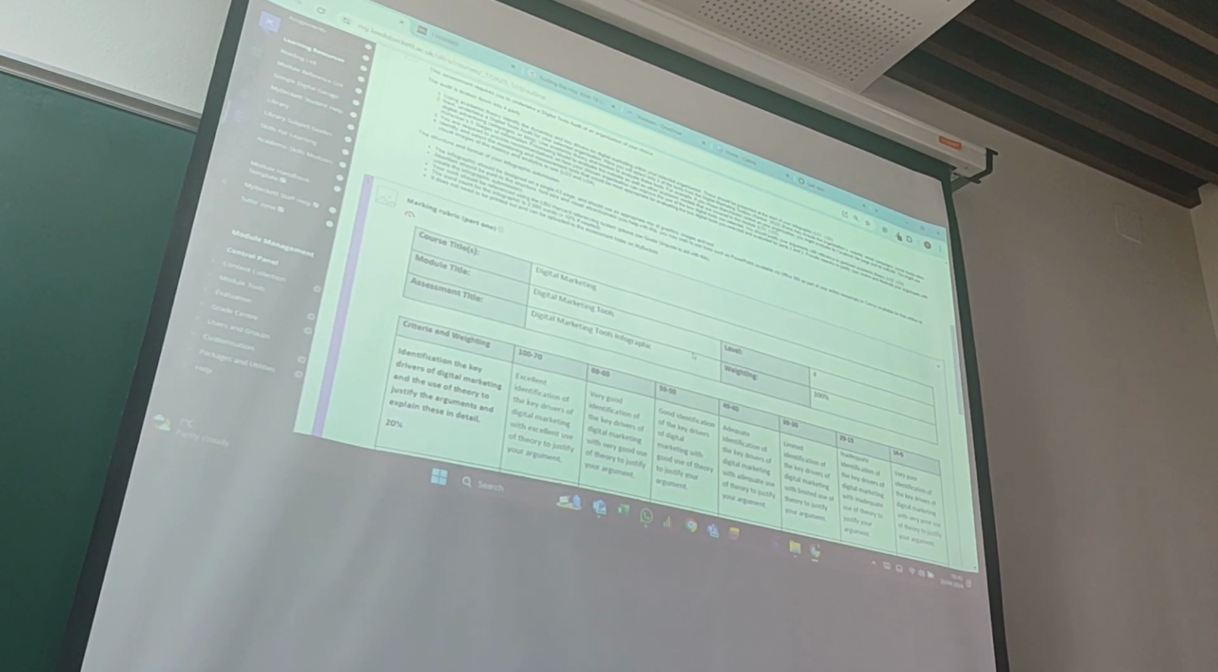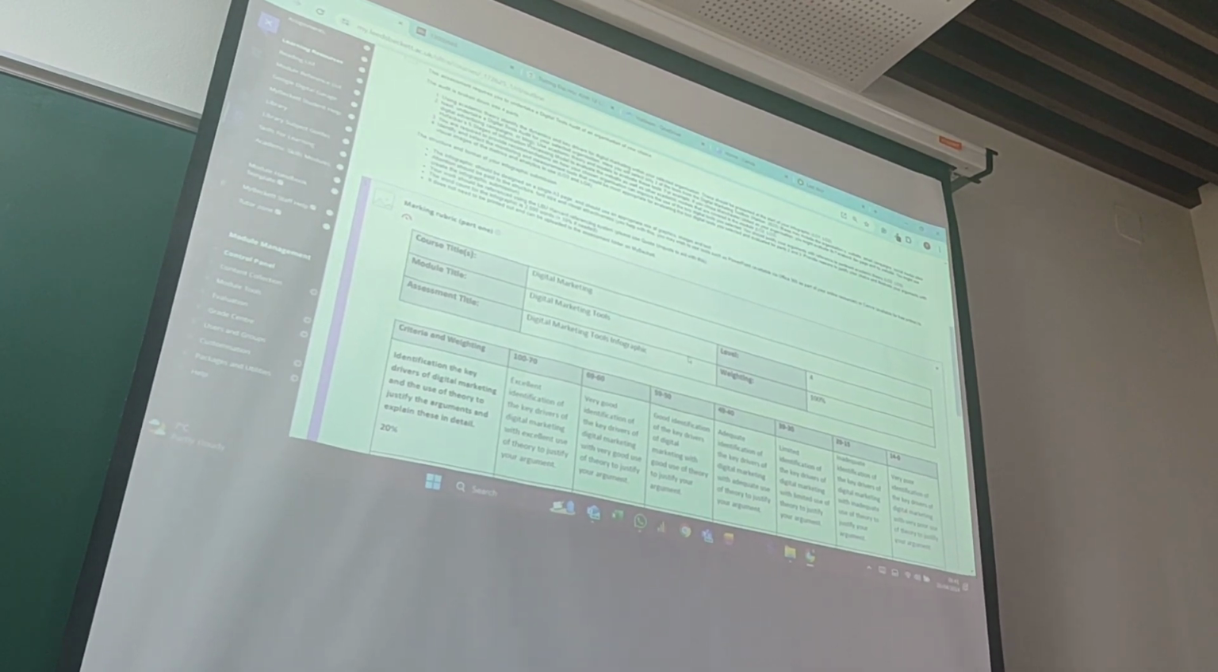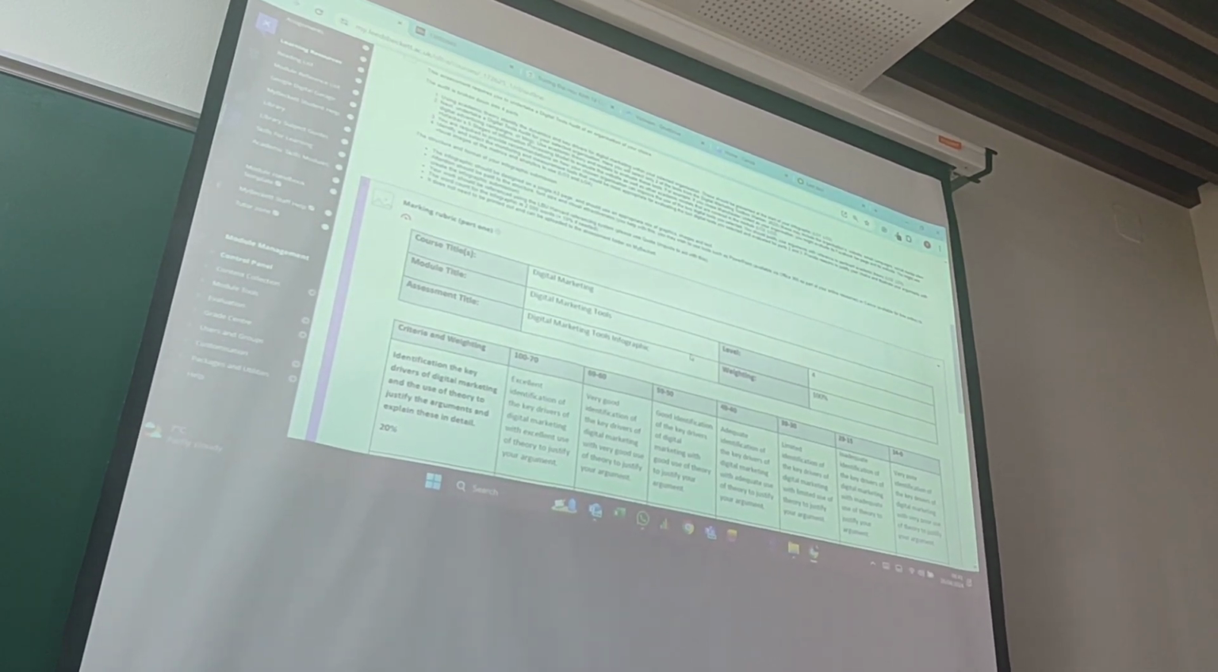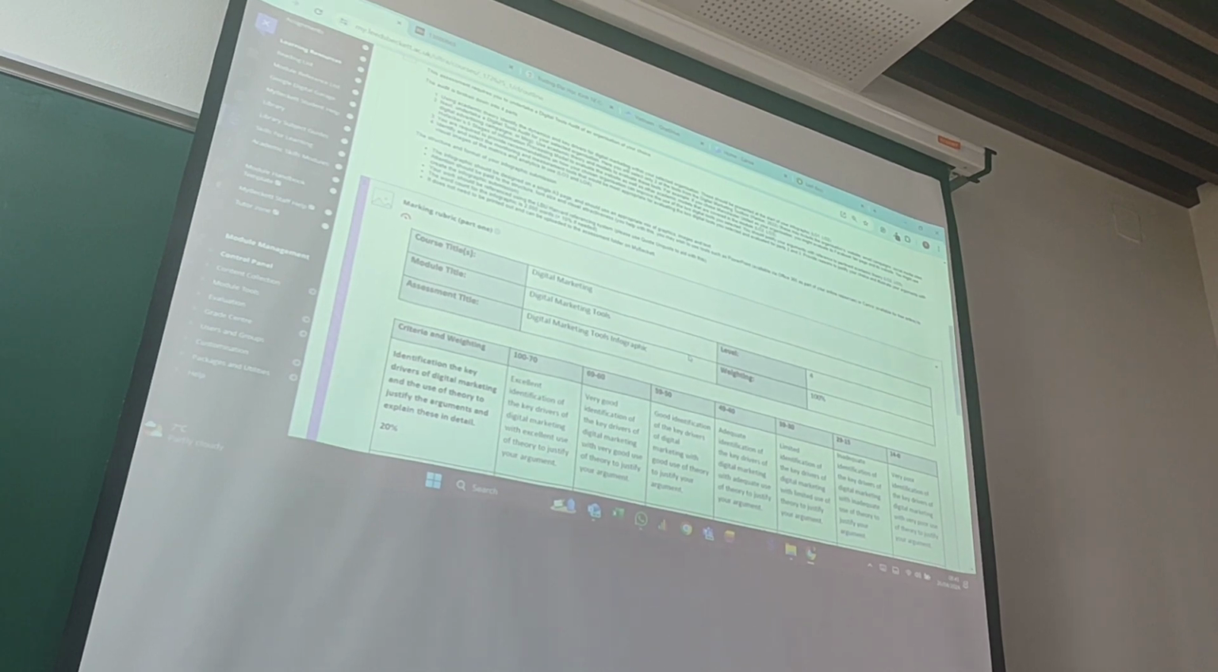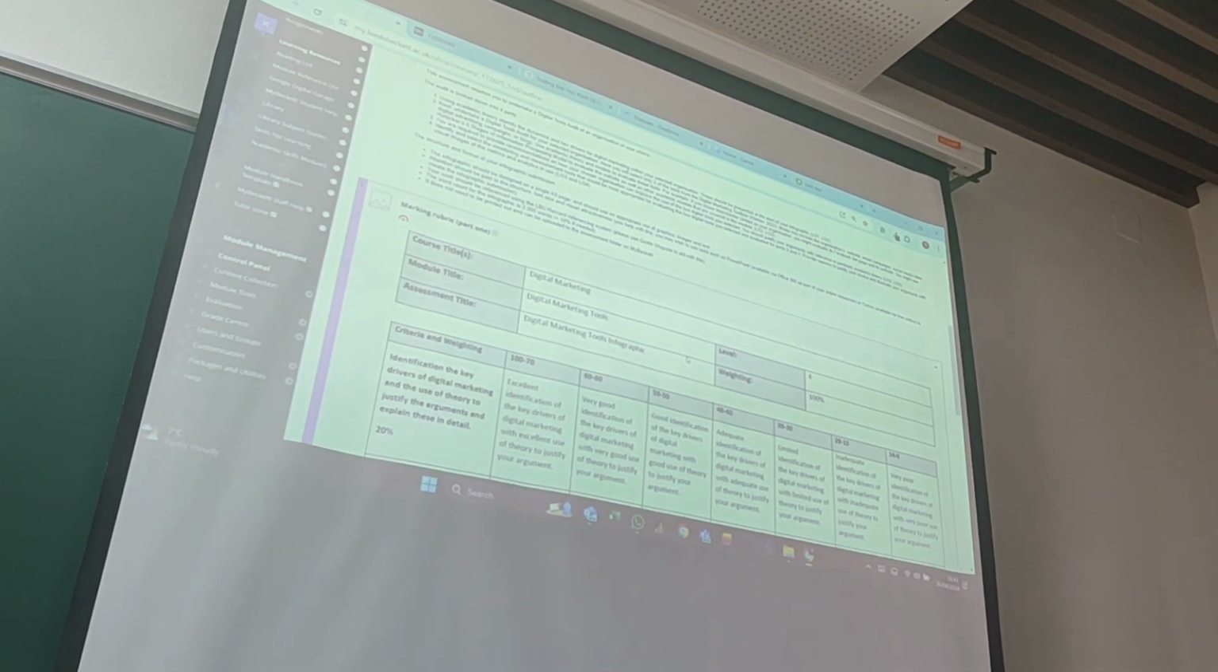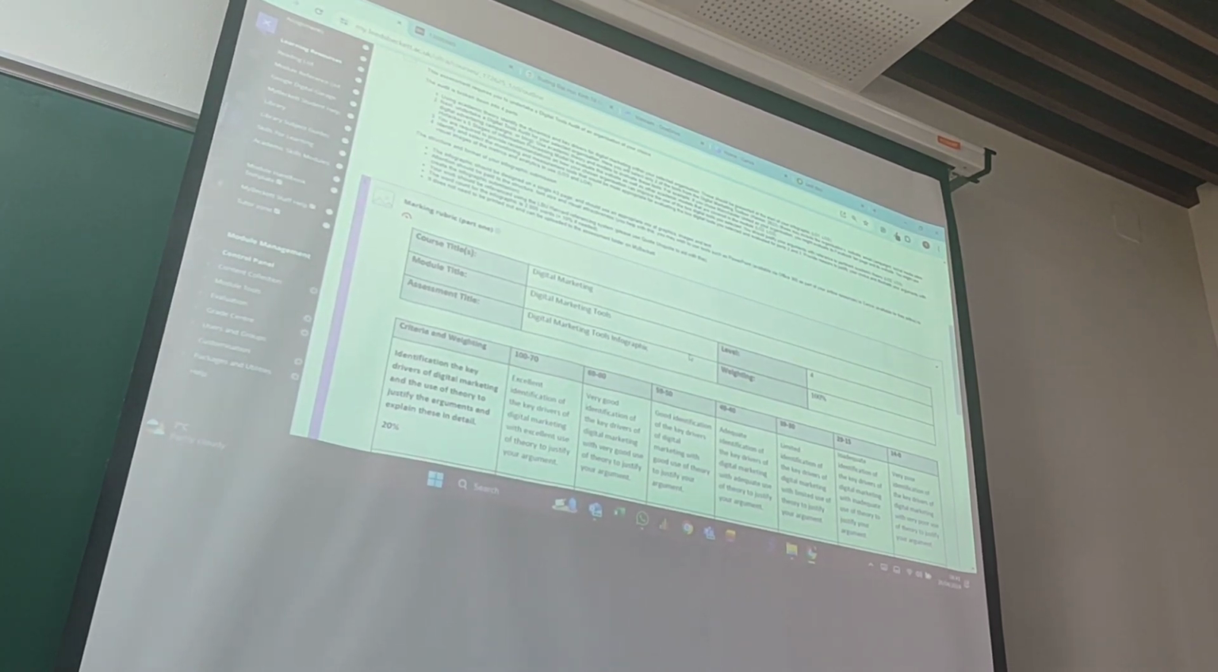There are 4 parts to it. First of all, using academic theory, you'll identify the dynamics and key drivers for digital marketing within your selected organisation. These should be presented at the start. Then you're going to undertake a digital tools audit for your selected organisation.